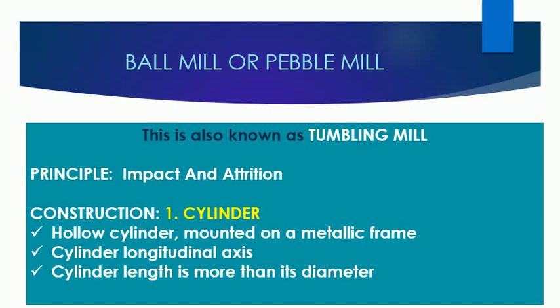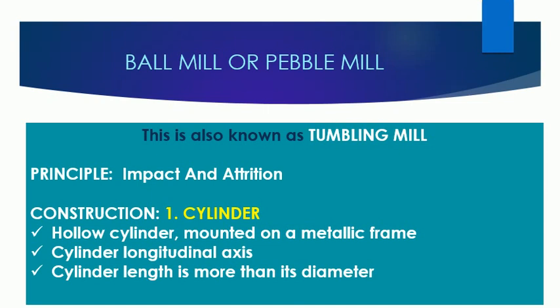Let's discuss principle. Ball mill works on the principle of impact and attrition. Impact occurs between the rapidly moving balls and the powder material inside the ball mill, but at low speed there is rubbing action of balls. Therefore, the predominant mode of size reduction is attrition.